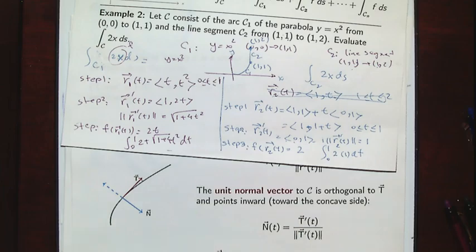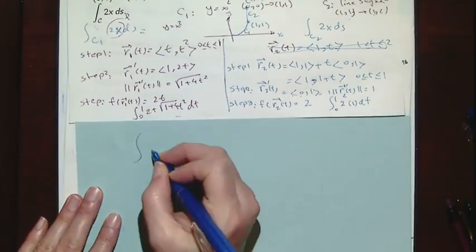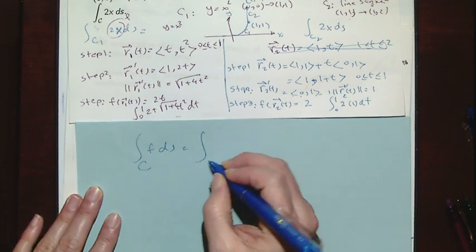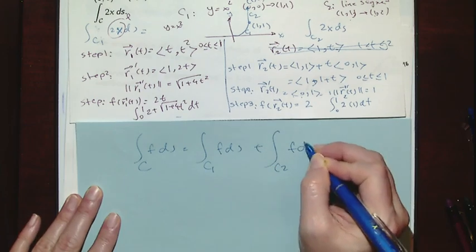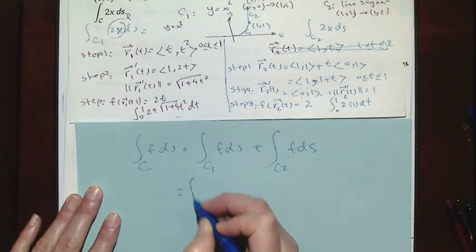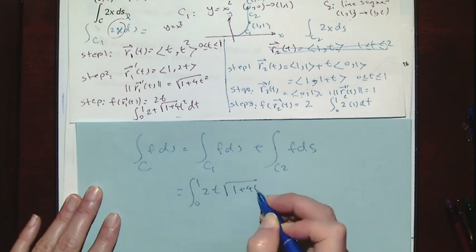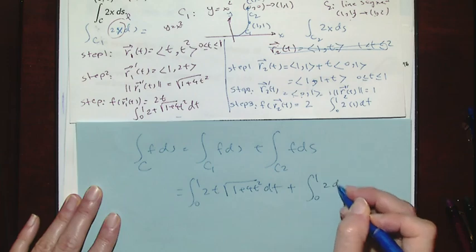So the integral, watch me on this, integral of f over C ds is equal to integral of f ds on C1 plus f ds on C2. The first one turned out to be integral from 0 to 1 of 2t square root of 1 plus 4t squared dt. The second one, integral from 0 to 2, 2 dt.